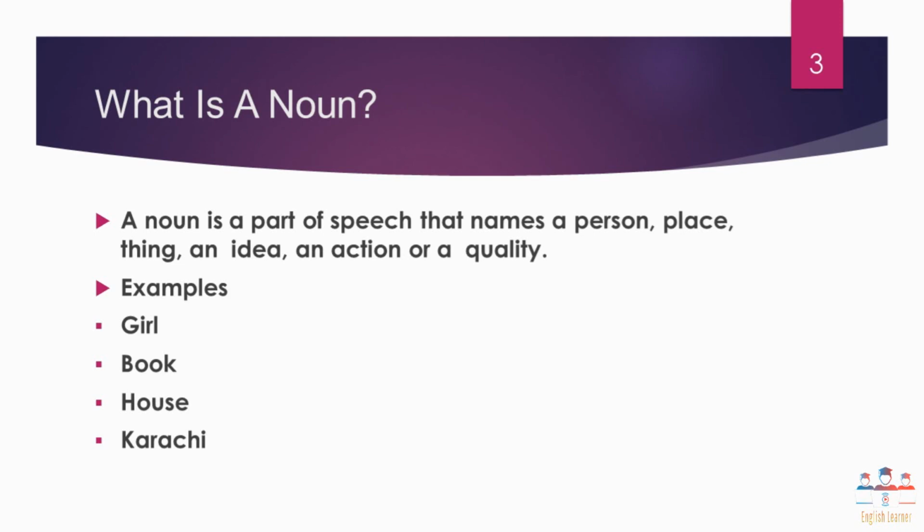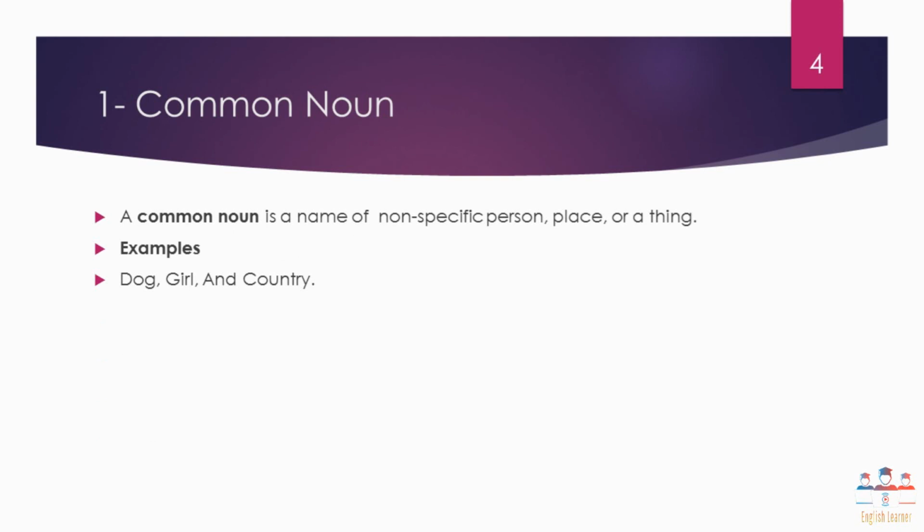Examples of the noun are girl, book, house, Karachi. Next, we are going to deal with the types of nouns. Number 1 is common noun. A common noun is a name of a non-specific person, place, or thing. Examples include dog, a girl, and a country. A common noun is actually a noun which deals with generic specifications.